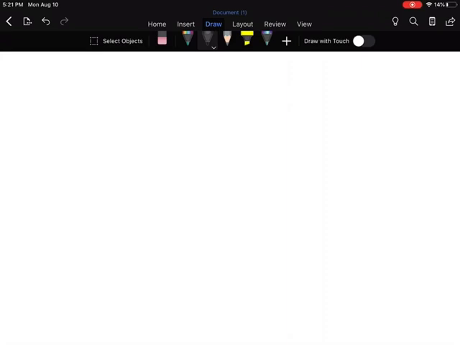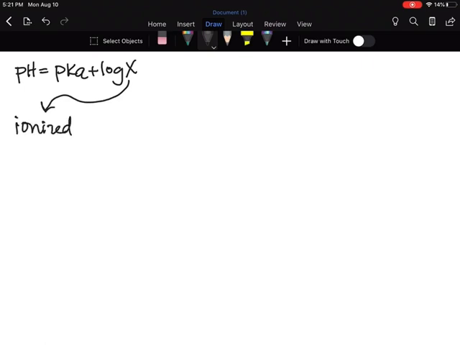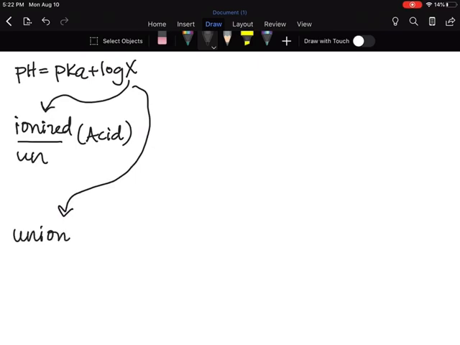Okay, we're just going to do a quick tutorial to remind ourselves about how to do Henderson-Hasselbalch problems. And we're going to start with our equation. Remembering that X is going to be the ionized drug over unionized drug if we have an acid, like a carboxylic acid. It will be the reciprocal, unionized over ionized, if we have a base, like a secondary amine or something of that nature.